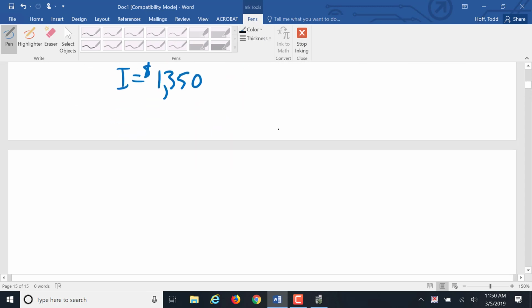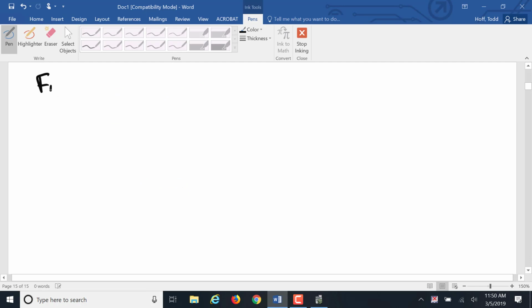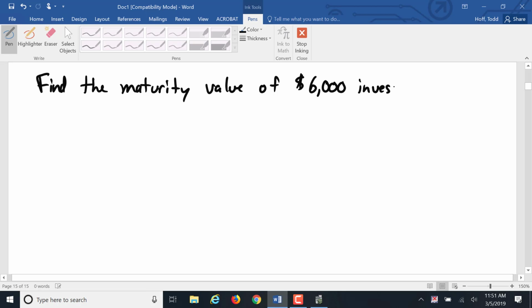Similar to that, we could take the next step. We could say, find the maturity value of $6,000 invested at 4.5% simple interest for 8 years.